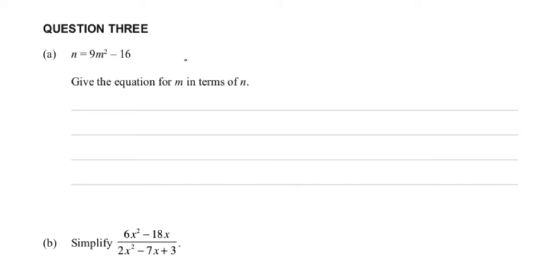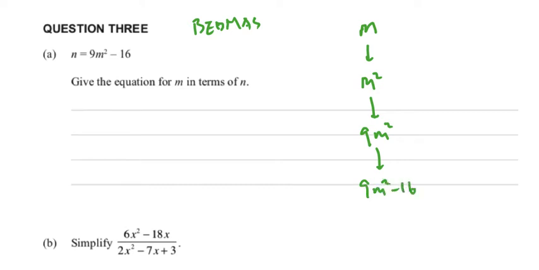Okay, question 3. Rearranging. So if we start from m, and then next one will be m squared. We're just doing it based on the order of operations, sorry, bad wording. Right, so we do square first, and then we multiply by 9, and then over here we minus 16. So over here is square, over here you times 9, over here you minus 16.